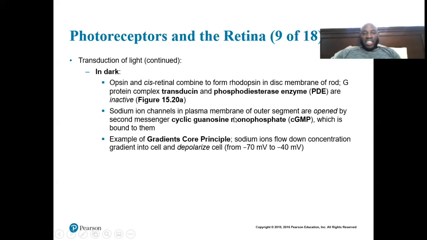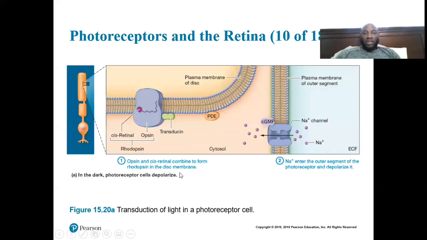Sodium ion channels in the plasma membrane of the outer segment are opened by the second messenger, cyclic guanosine monophosphate, which is bound to them. Sodium ions flow down their concentration gradient into the cell and depolarize the cell. Okay. This is in the dark. It's depolarized.